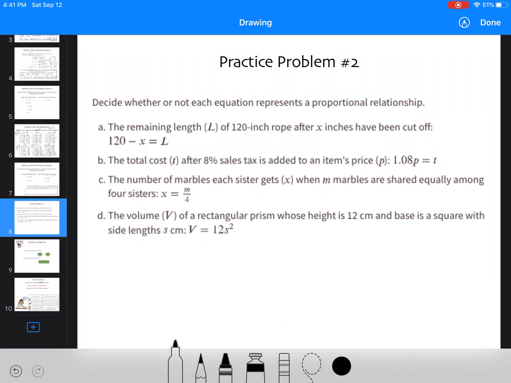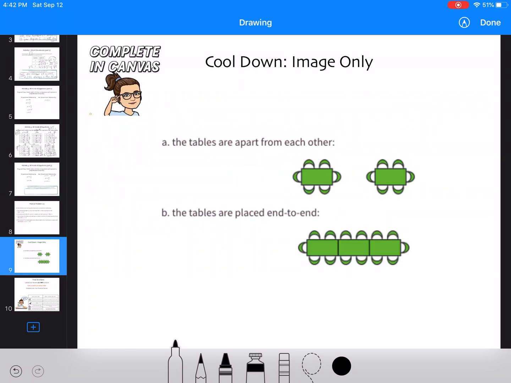So now decide whether or not each equation represents a proportional relationship. Well, I see a minus x. That's out. I see a straight up multiplication. B is in. I see where you're dividing by the same amount. C is in. I see an exponent. D is out. It's just that simple. You're just looking through it and seeing what you see. There's your cool down. You're doing another deciding if they're proportional relationships or not.